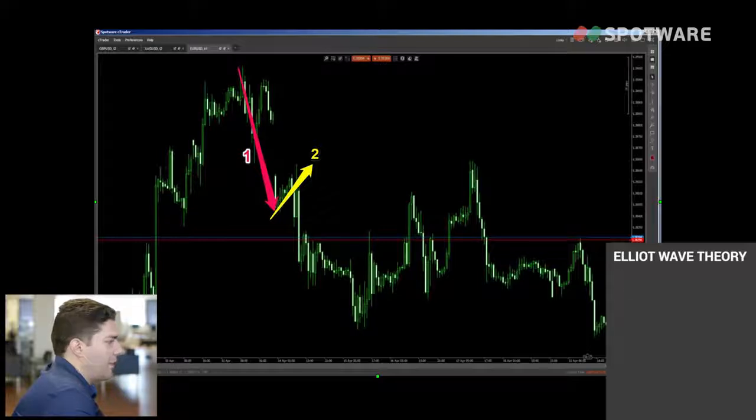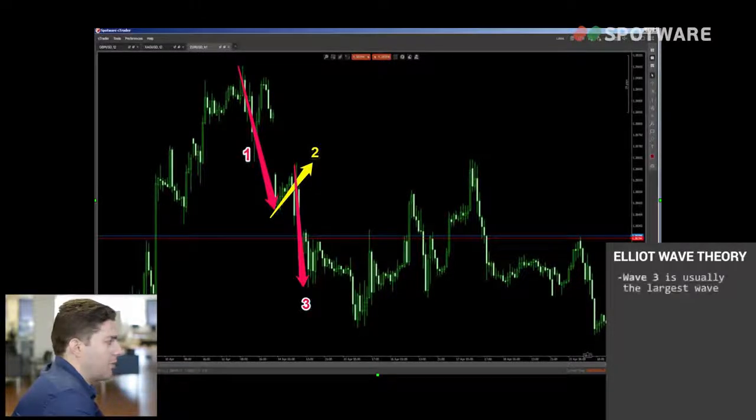Now let's move to wave 3. Wave 3 is usually the largest wave of all, usually, not always. And it's the one that clearly shows that the original bullish trend does not prevail anymore, as you see on this graph. Up until wave number 2, one could argue that the uptrend is still in effect. But at the end of wave 3, no, there is no uptrend anymore.